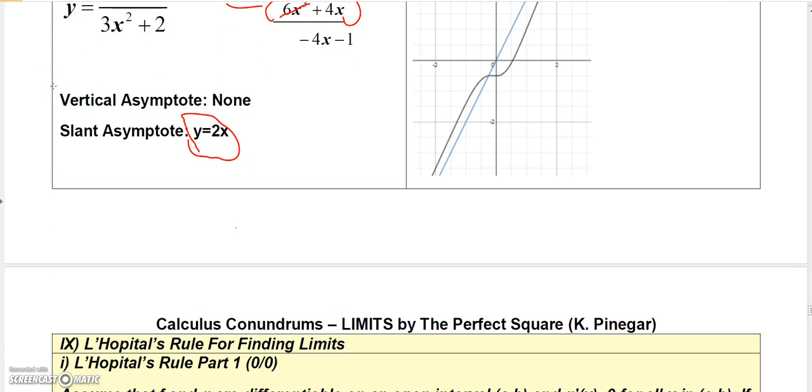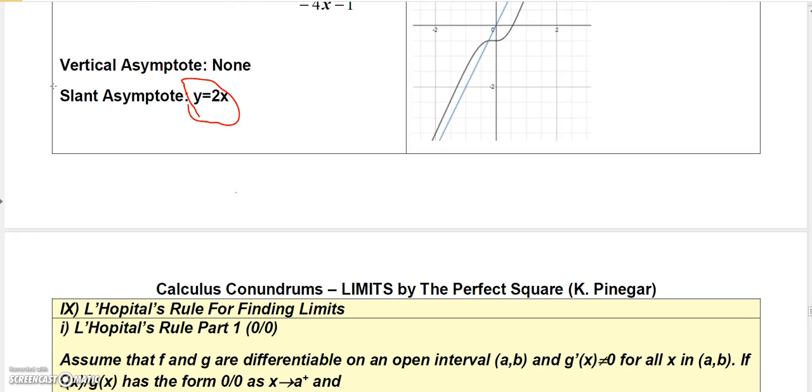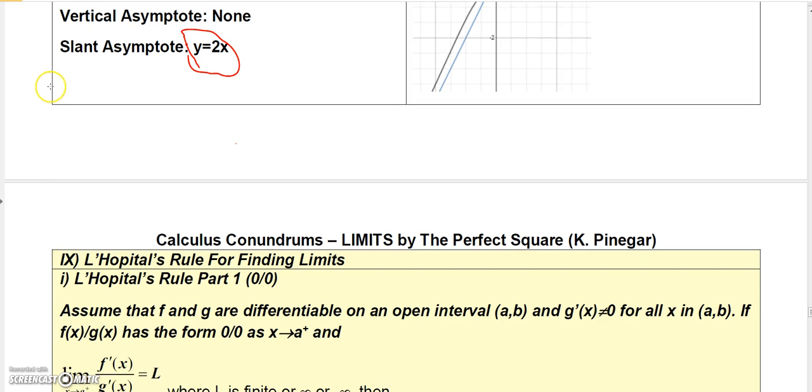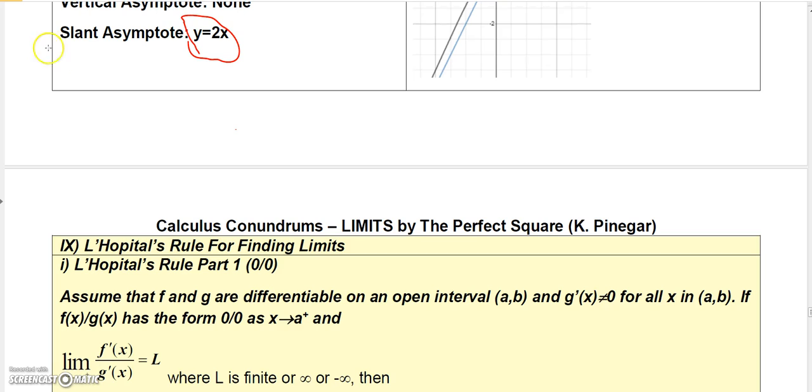And so the last thing I'm going to discuss on limits is I'm going to show you a rule that some people teach, some people don't teach, but there's a rule called L'Hopital's rule that's helpful in finding limits of those indeterminate forms.